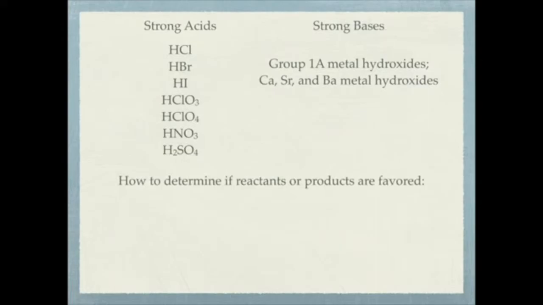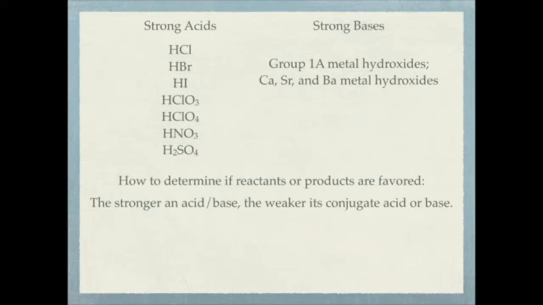So another way of investigating this is talking about whether reactants or products are going to be favored. So if we think about it, the stronger an acid or a base is, the weaker its conjugate acid or base. So for these strong acids and strong bases, their conjugate acids and bases are going to have negligible acidity or basicity. So again, how does that help us to determine if reactants or products are favored?